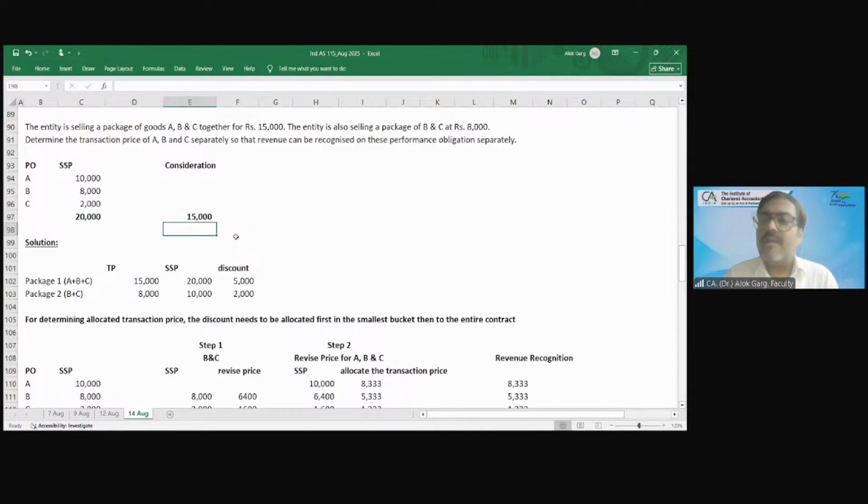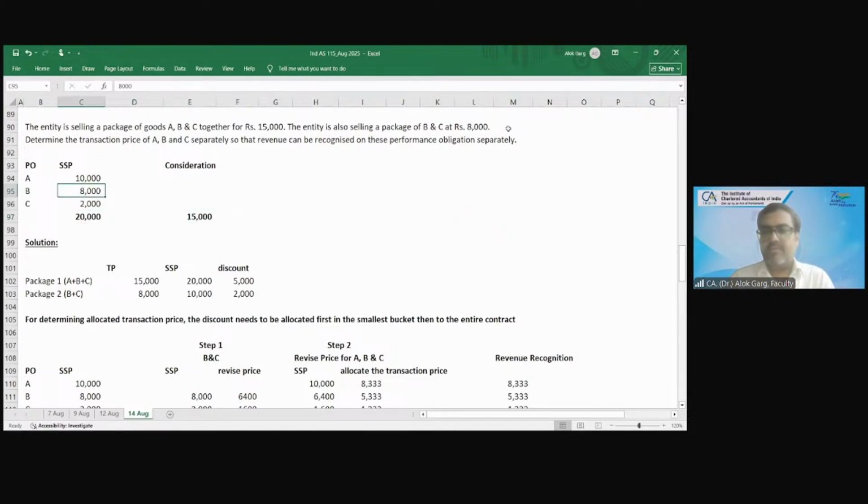And one more value is given, B and C. What is the standalone selling price of the B and C package? 8,000. It is given in the question, 8,000. Right? But what is the standalone selling price of B and C?